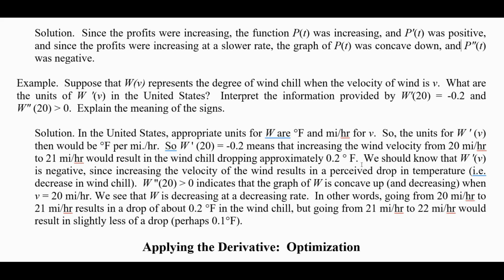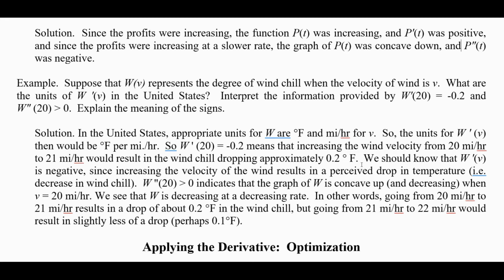Well, wind chill is kind of a miserability index because it's sort of what it feels like. Now in the United States, we measure temperatures in degrees Fahrenheit. Yeah, I know we're backwards from the rest of the world, but that's what we do. And we measure velocity of the wind in miles per hour. So appropriate units for W are degrees Fahrenheit and miles per hour for V. So the units of W prime of V will be the units of W divided by the units of V, that is, degrees Fahrenheit per mile per hour.